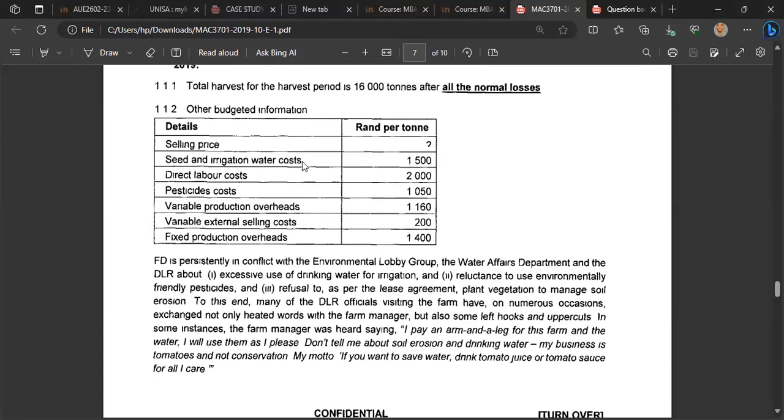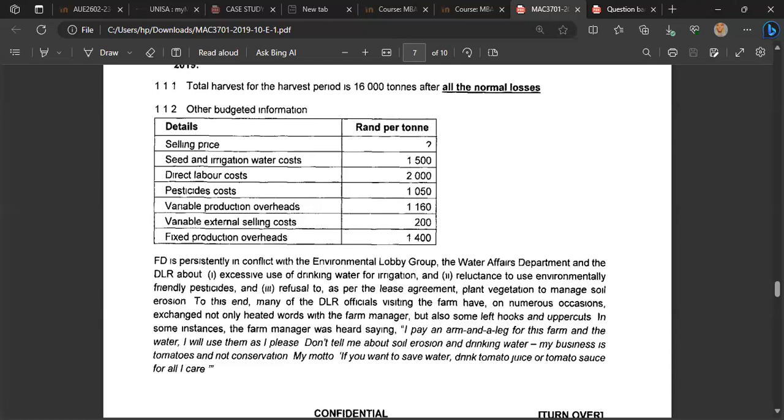So let's assess them one by one. Seed and irrigation water costs: obviously it's a cost of production, an incremental cost, right? And then direct labor costs would obviously be an incremental cost. Pesticides would be an incremental cost. Variable overheads would be an incremental cost. And then the variable external selling costs, the fact that it's external, we leave it out because we are not going to care about it if we are transferring internally. So we leave that one out. And then the fixed production overheads, because there are no stories that specifically link it to being an incremental cost, we will therefore consider it an irrelevant cost, right? So we are looking for the cost of producing tomatoes for internal transfer. This is why we are excluding the costs that we incur for external transfer, right? Because we are looking for the cost of internal transfer.